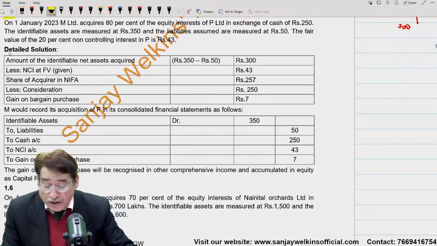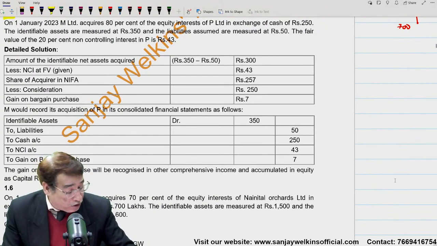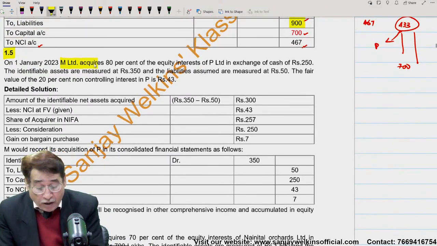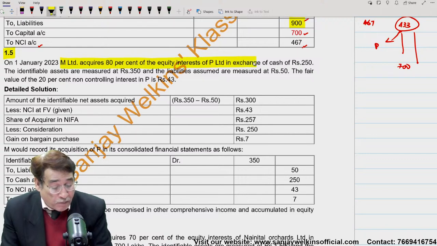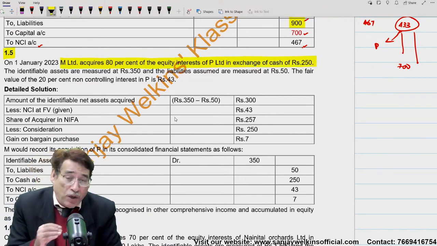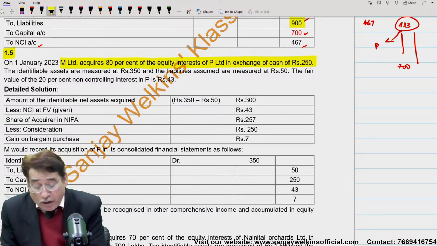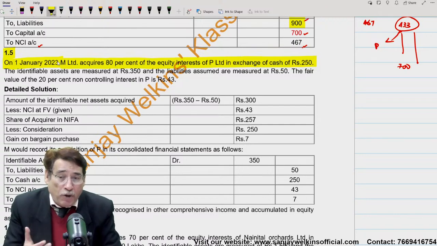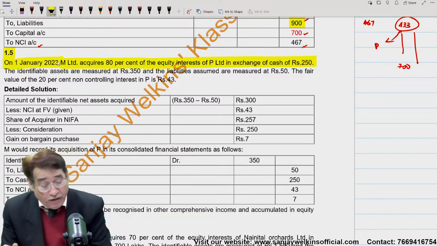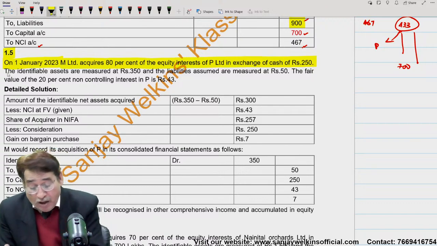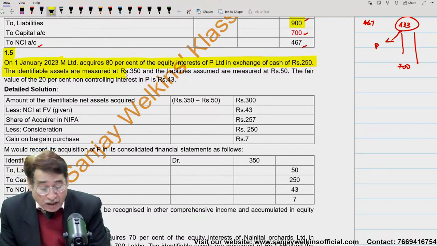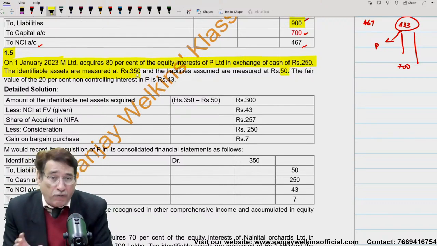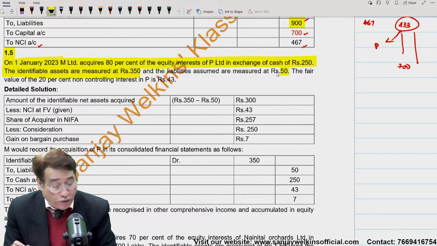What does 1.5 state? On 1st of January 2023, pay attention here. On 1st of January 2023, M Limited acquires 80% of equity interest in P Limited in exchange of rupees 250. What does it mean? It means you have got 80% interest. And how much amount did you pay for the same? 250, correct? And you paid that in cash. Net identifiable assets are measured at 350 and liabilities are measured at 50. That means net assets on the date of acquisition, 350 minus 50, will be equal to 400.